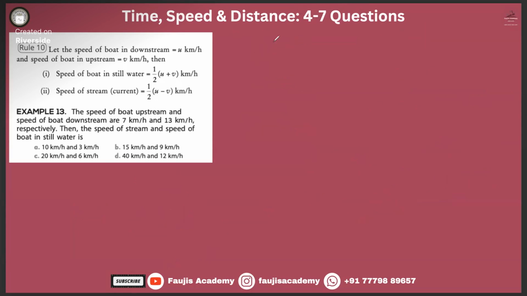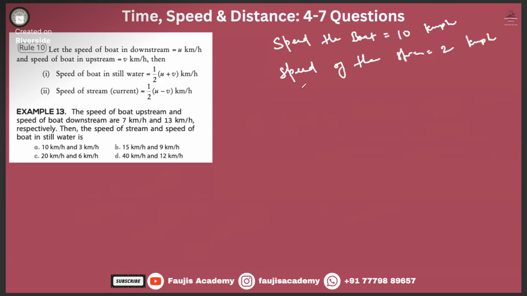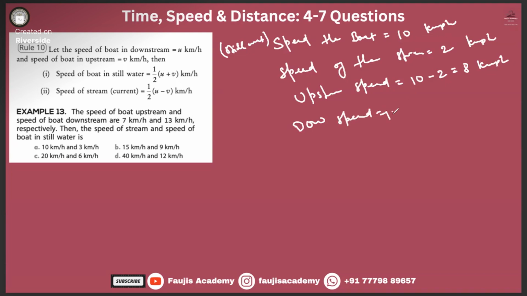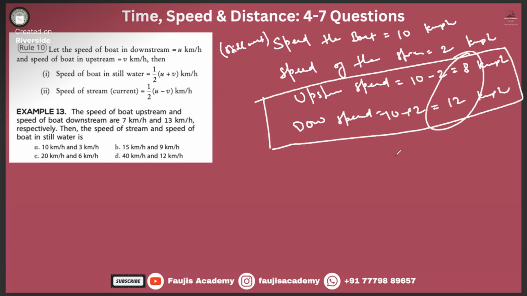Look, guys, let's just assume the speed of the boat is 10 kmph. It is separate from the question, we are not worried about the question. Then the speed of the stream we are assuming is 2 kmph. This is the speed of the boat in still water. Then upstream speed will be how much? 10 minus 2, 8 kmph. Downstream speed will be how much? 10 plus 2, that means 12 kmph. Adding these two, 8 plus 12 by 2, what do we get? 10. Is it this value, guys?